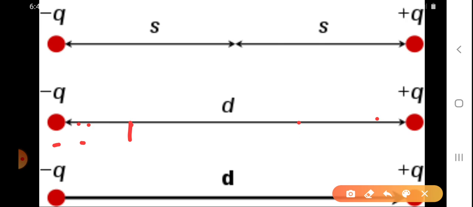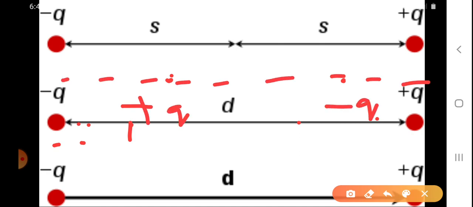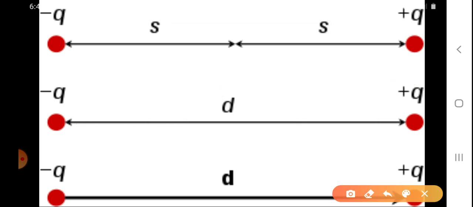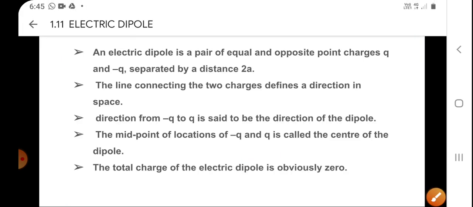Rather, let me draw this: this is plus q and this is minus q. This is the line joining the two charges. Somewhere here I will find the electric field and the expression for it. That is our first discussion. In the second discussion, we will find the electric field at a point on the equatorial line. So, shall we wind up the first part?